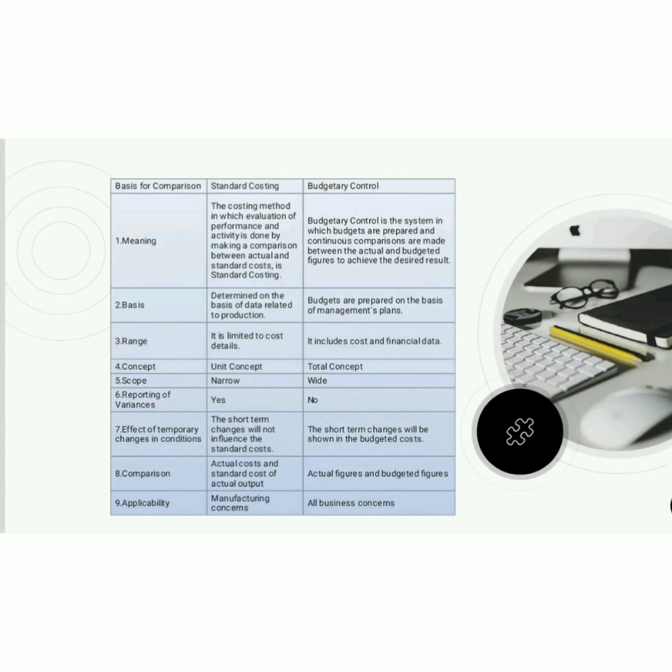Seventh one is the effect of temporary change in condition. Short term changes will not influence standard cost, but they will be shown in the budgeted cost. Eighth one is comparison: actual cost and standard cost of actual output, versus actual figures and budgeted figures. Ninth one is applicability: manufacturing concerns versus all business concerns.